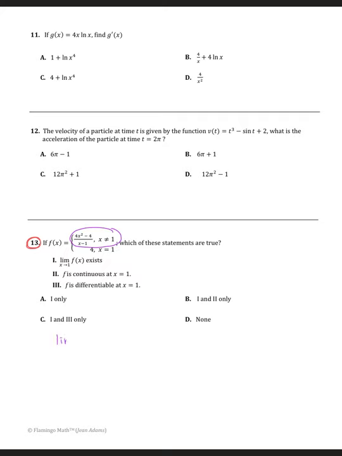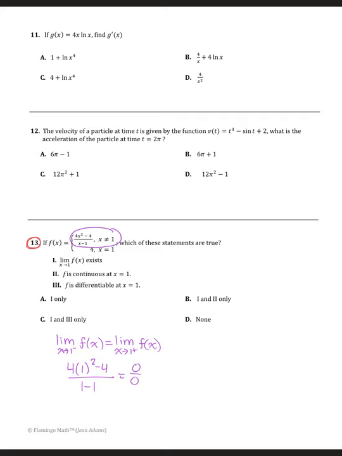Remember that if a limit is to exist, then the left and right hand functions have to be equal. But in this case, we are only using one function, so we just need to see if this function exists at x equals 1. If I plug in 1 into my function here, I will get 0 over 0.